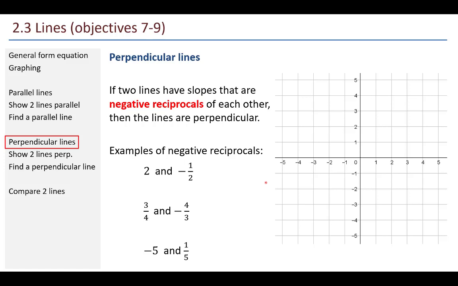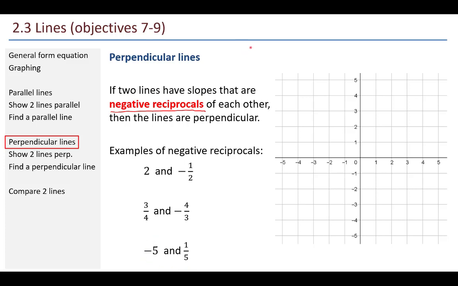Let's talk about perpendicular lines. This is really interesting. It's not tricky, but it's just kind of curious. If two lines have slopes that are negative reciprocals of each other, then the lines are perpendicular. Here are some examples of numbers that are negative reciprocals. So 2 and negative 1/2. Those are negative reciprocals. 3/4 and negative 4/3. Negative reciprocals. Negative 5 and 1/5.